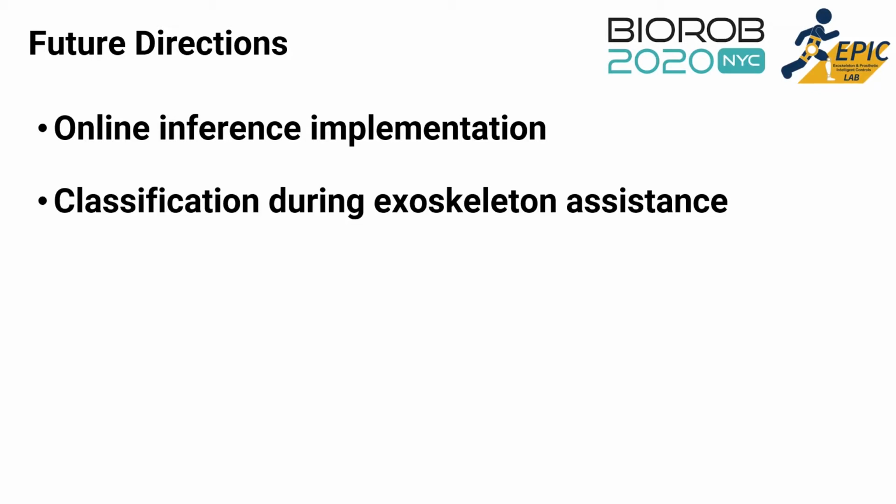Another future direction from our study is to test our model performance with different exoskeleton assistance levels. Our previous studies indicate that depending on the exoskeleton assistance level, users' gait dynamics can change. This can potentially create variance in sensor signals, which may affect the overall classifier's accuracy.